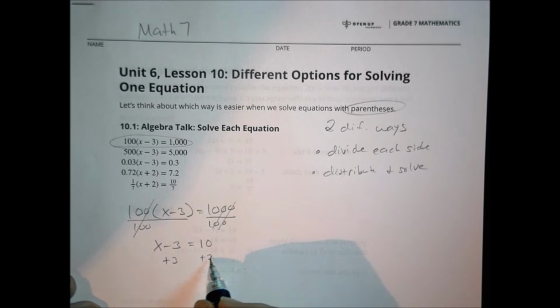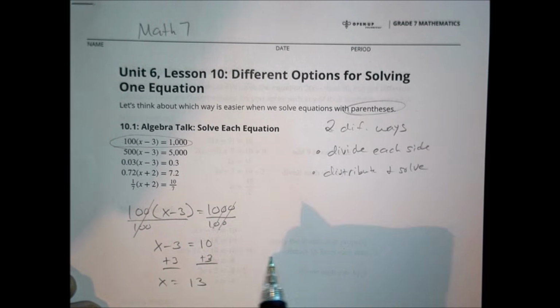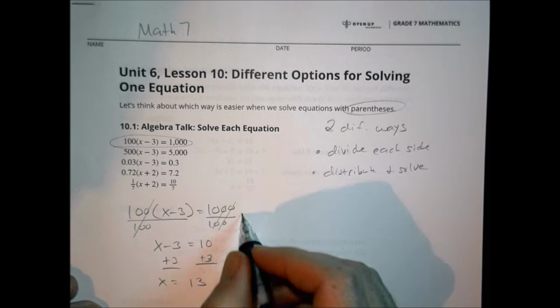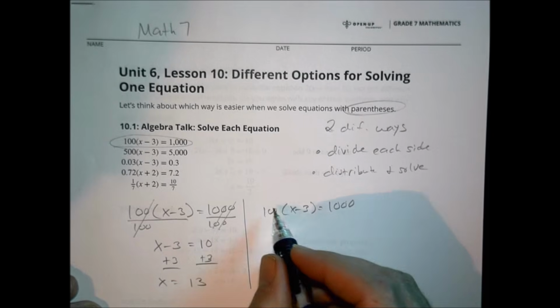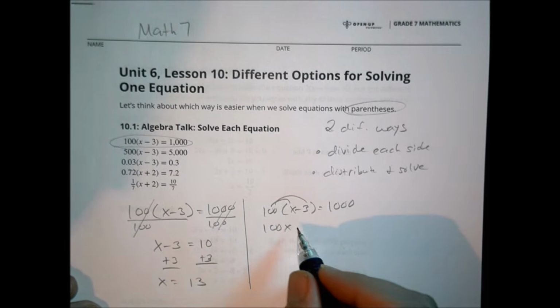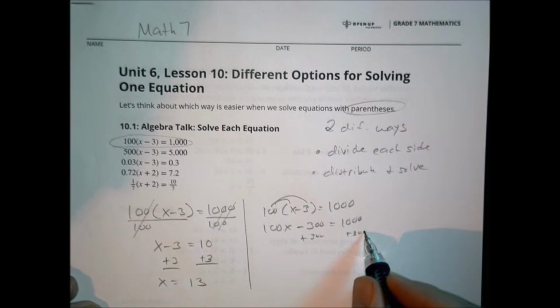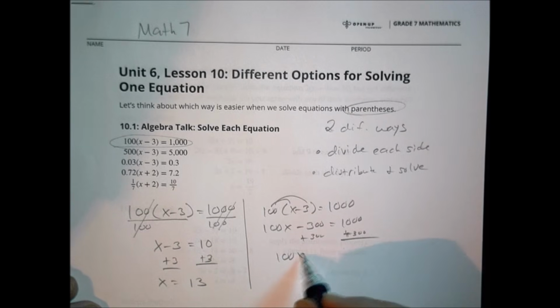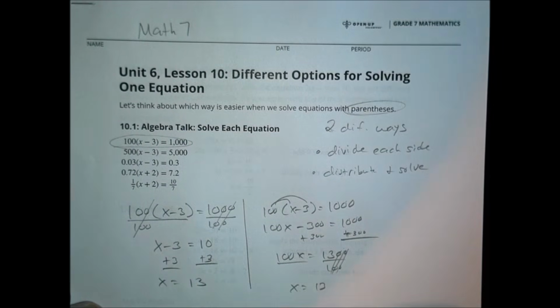And if I finish that out, if I add 3 to both sides, I'd have x equals 13, and I've solved that. So in this case, I don't necessarily need to distribute, but I could. If I did distribute, I'd have 100 times x minus 3 equals 1,000. So if I distribute that out, I end up with 100x minus 300 equals 1,000. I'd add 300 to both sides. So I have 100x equals 1,300, and then I divide both sides by 100 to end up with x equals 13. It's the same solution, I just arrived at it in a little different manner.